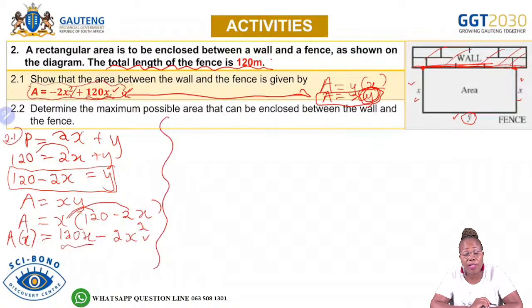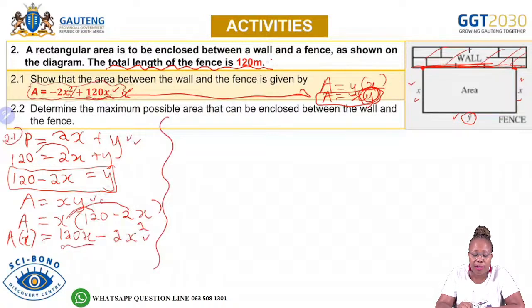But be careful, grade 12, this is tricky. You can't start with area straight away. We need to start from the given, of which you are given what? The perimeter. That is your starting point.